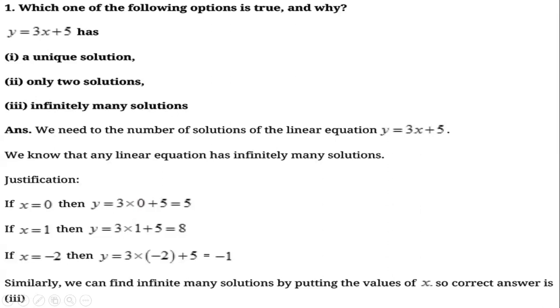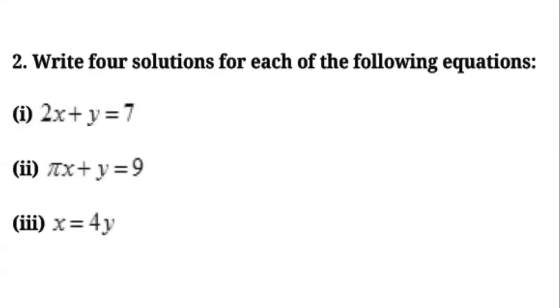As you could see on the screen, the first solution was 0 for x, that is 0 comma 5. The second solution was 1 comma 8. The third solution that I got was minus 2 comma minus 1. In this way, for the given equation, y is equal to 3x plus 5, we can have infinitely many solutions.